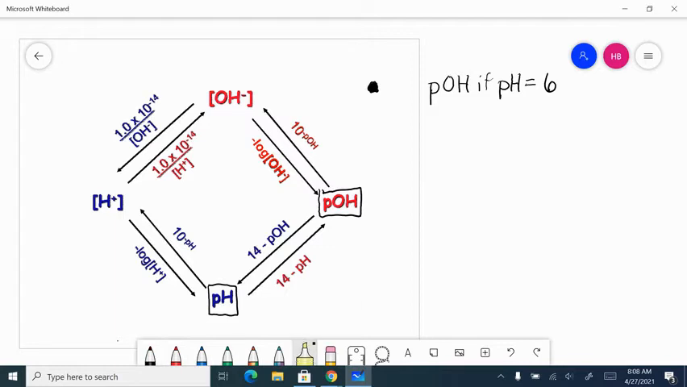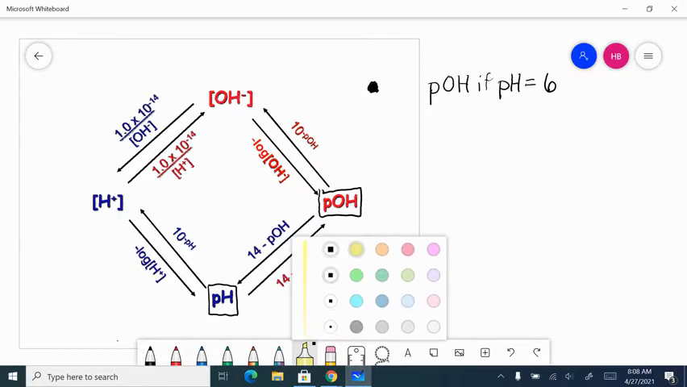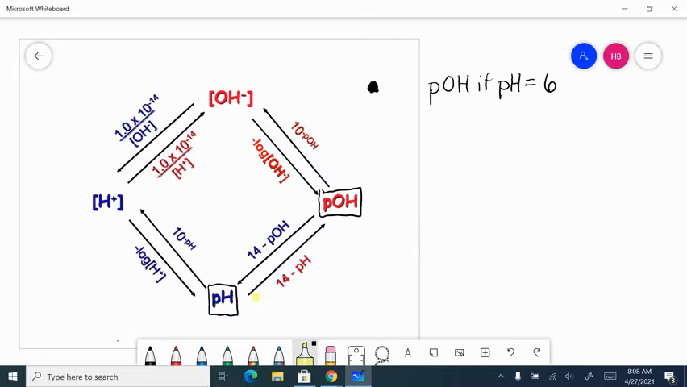So I'm going to find the formula that starts with pH and ends at pOH. I'm going to go this way, like such. So in this case, the formula becomes pOH equals 14 minus the pH. 14 minus 6. So the pOH in this case is 8.